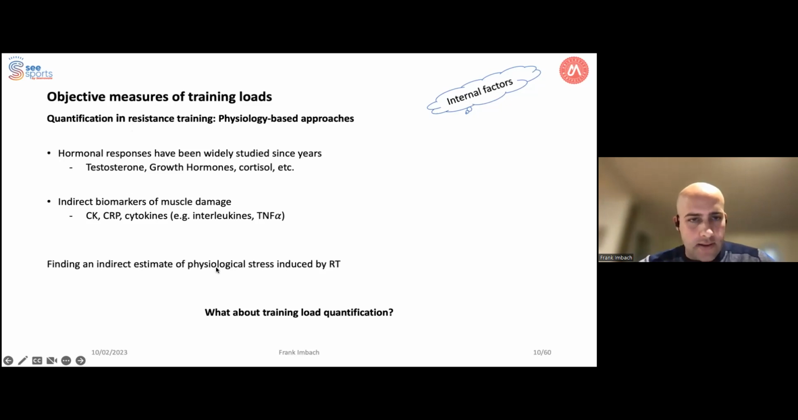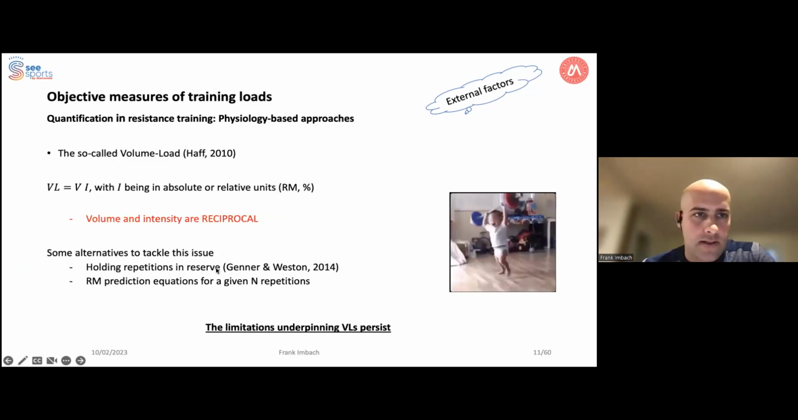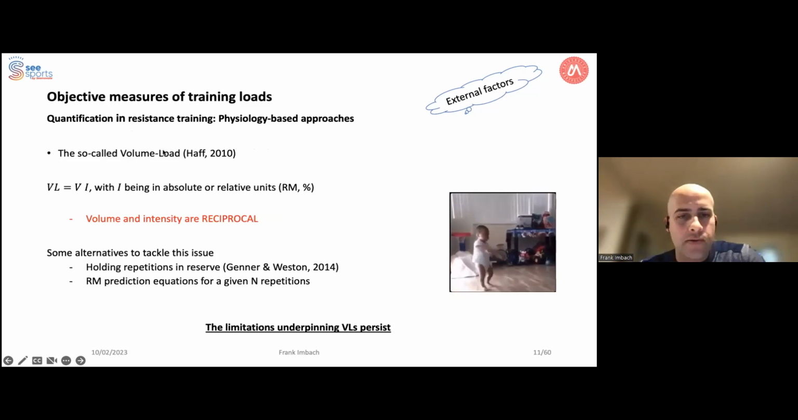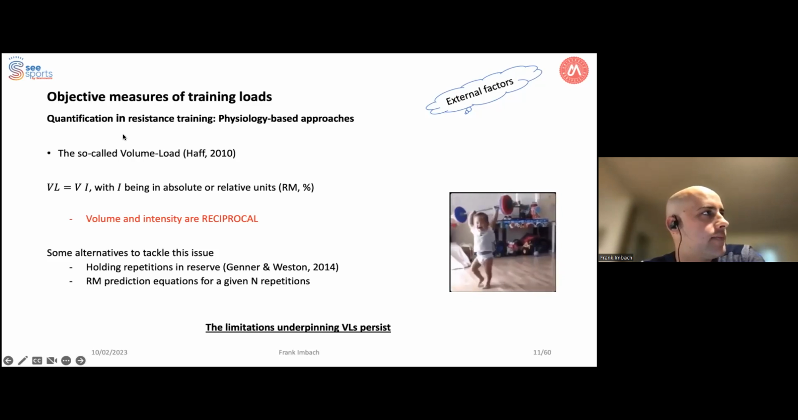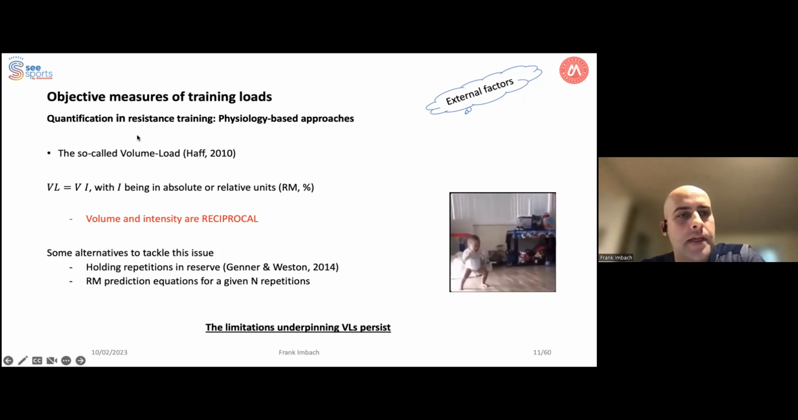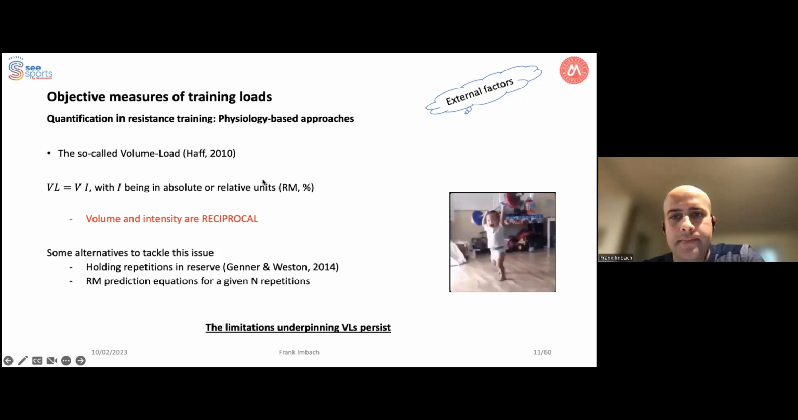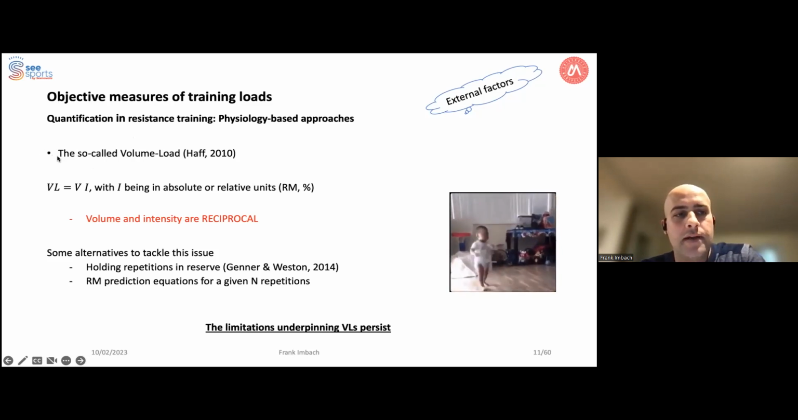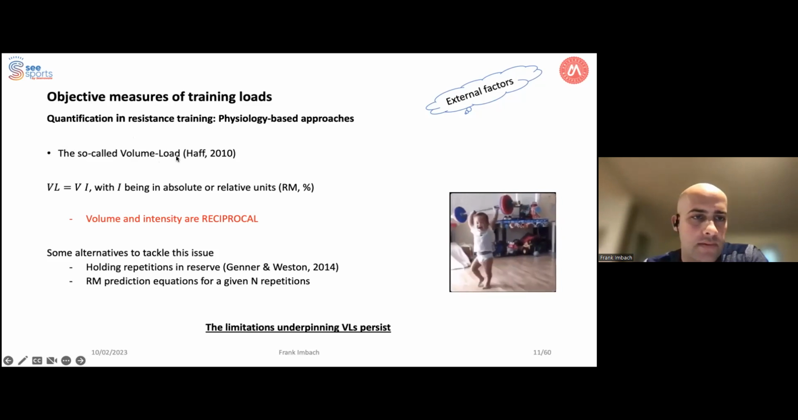So we can ask, what about training load quantification, more precisely? In resistance training, the main method is the so-called volume load. It's not from half, but he did a nice summary. In volume load, you have V and L, volume and load. Volume multiplied by intensity, while intensity can be in absolute value or relative, as a percentage of repetition maximum.